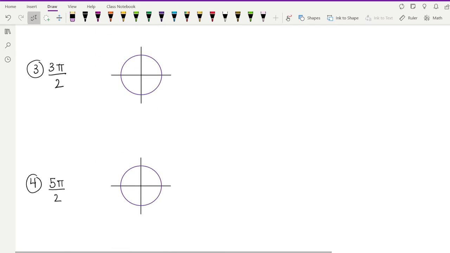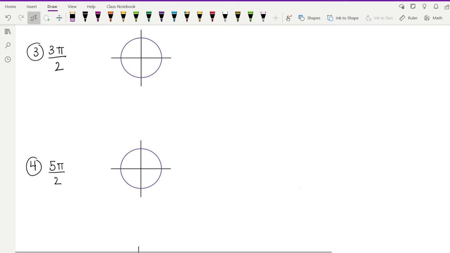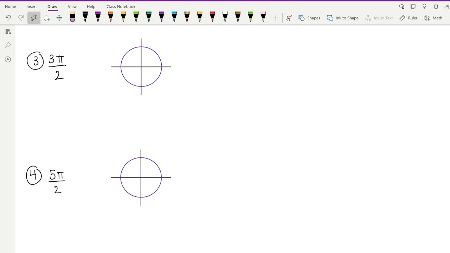Okay, couple more. So next up we have 3 pi over 2. Again, I encourage you to pause and do these next couple yourself. So 3 pi over 2, well, that's just 3 multiples of pi over 2, right? So I encourage you to think about your angles this way. 3 pi over 2 is 3 times pi over 2.